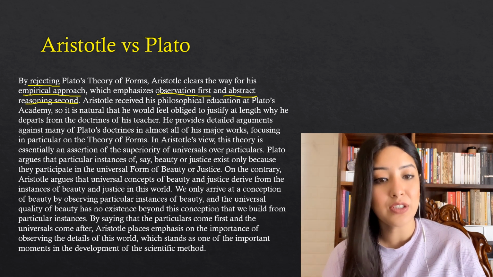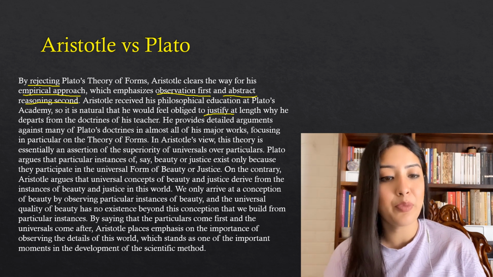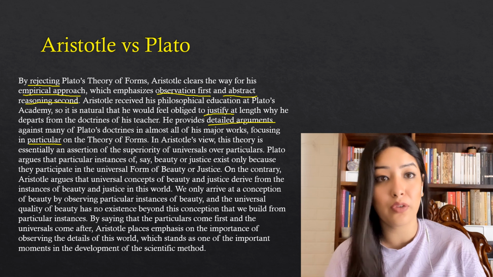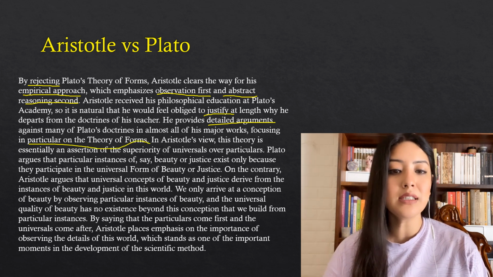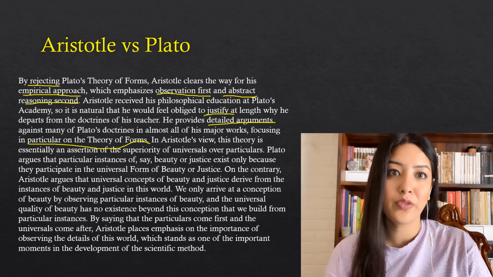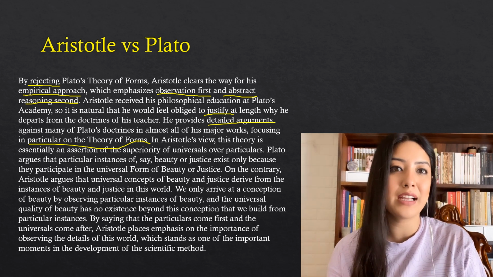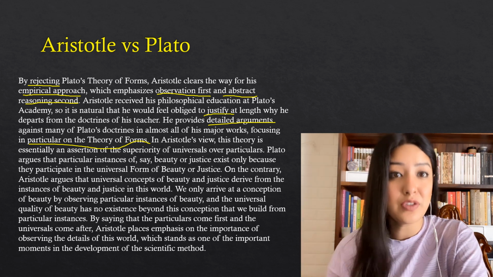Aristotle received his philosophical education at Plato's academy. So it is natural that he would feel obliged to justify at length why he departs from the doctrines of his teacher. He provides detailed arguments against many of Plato's doctrines in almost all of his major works, focusing in particular on the theory of forms. Because, as I've mentioned before, he was the student of Plato himself, he feels obliged to give reasons for his claims. That is why, because he differs from his teacher.